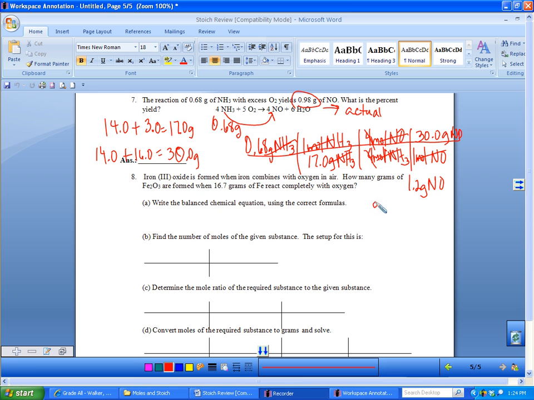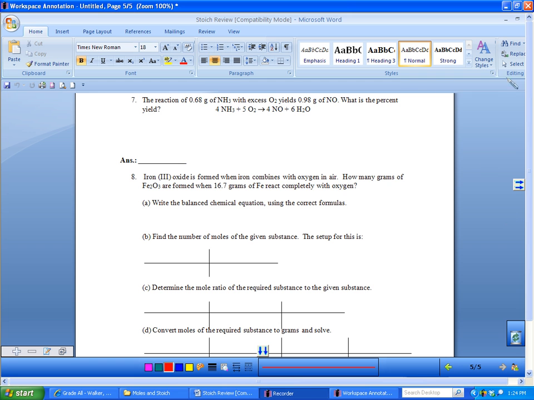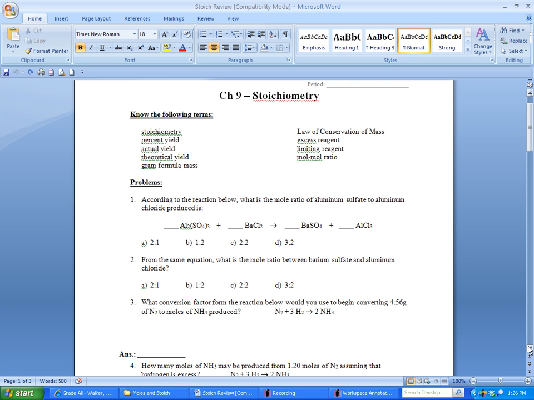And they wanted to know the percent yield. So it's actual over theoretical times 100%. So the actual was 0.98. Theoretical was 1.20 or 1.2 times 100%. So 0.98 divided by 1.20, I got 81.7%. Pretty high yield. Okay. All right, let's scroll on down.